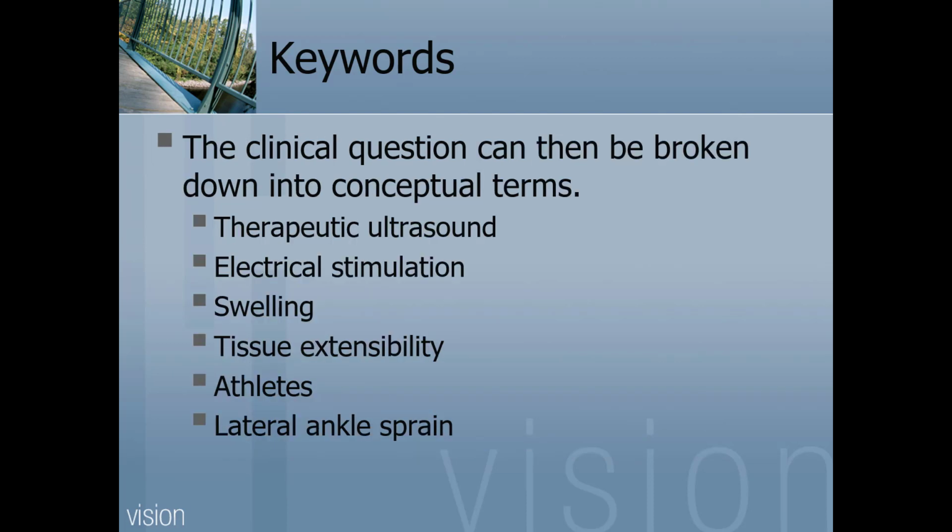The clinical question can then be broken down into conceptual terms. From the clinical question, we may use keywords such as therapeutic ultrasound, electrical stimulation, swelling, tissue extensibility, athletes, or even lateral ankle sprain. The keywords can then be further delineated to produce a broader search, such as ankle, tissue, sprain, and ultrasound. Determining your keywords will provide you with a starting point for your literature search.